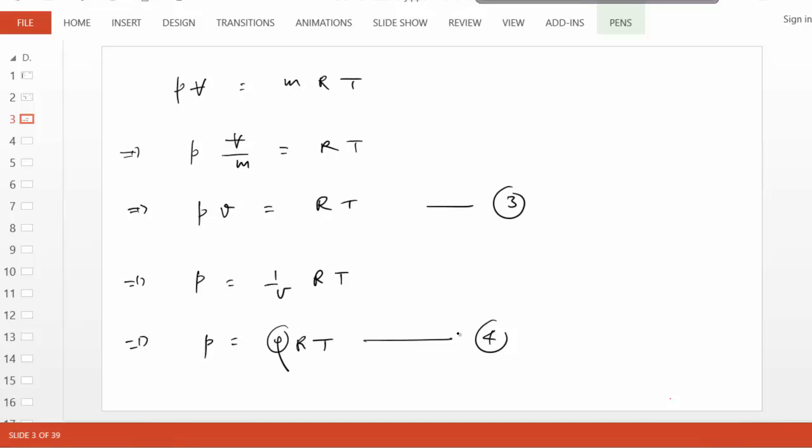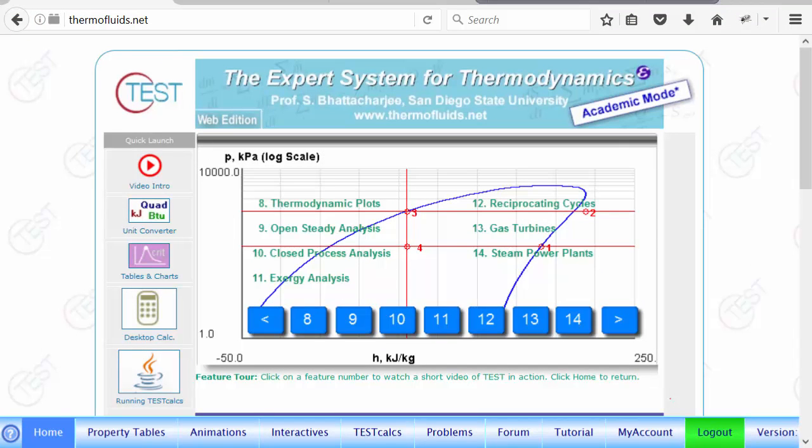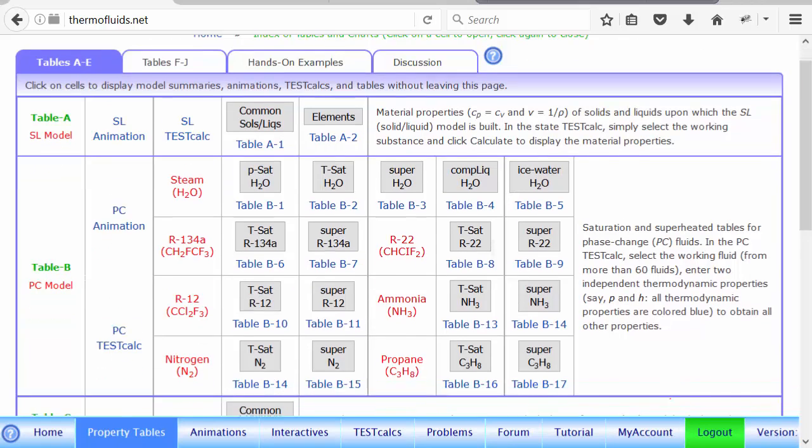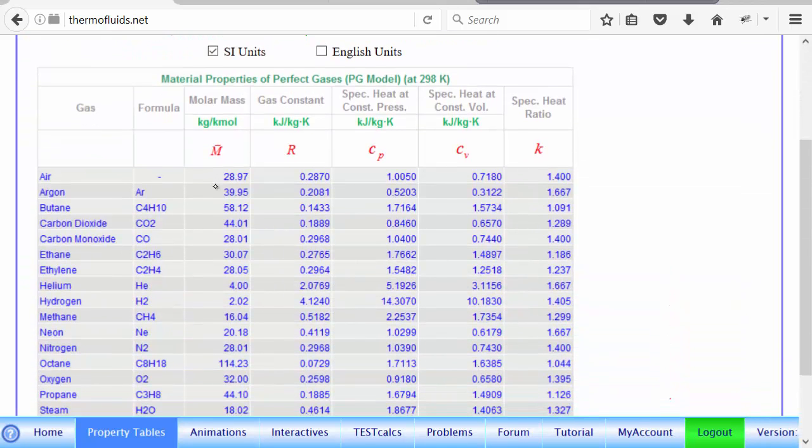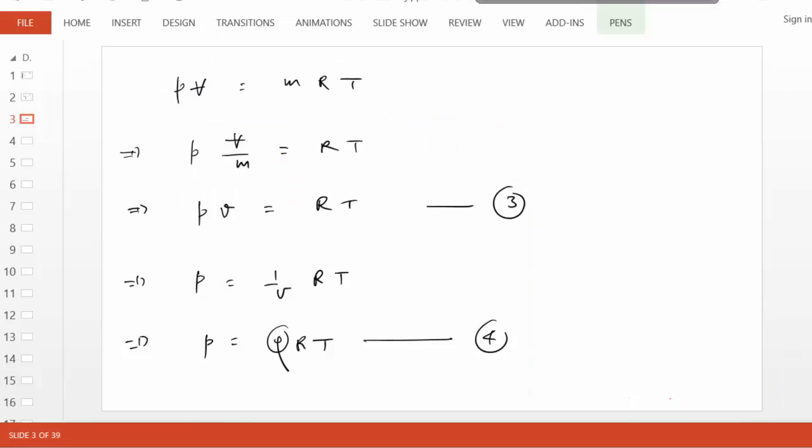Just to show you how we find the value of molar mass, etc., there is, in the tables, if you go to the perfect gas model and the common gases, that table will have the values of molar masses for different gases. As a matter of fact, even R is tabulated for different gases. We'll come back to Cp, Cv, and k in a moment. So if you go back, we now know assumption number 1, which is valid for both PG and IG model.